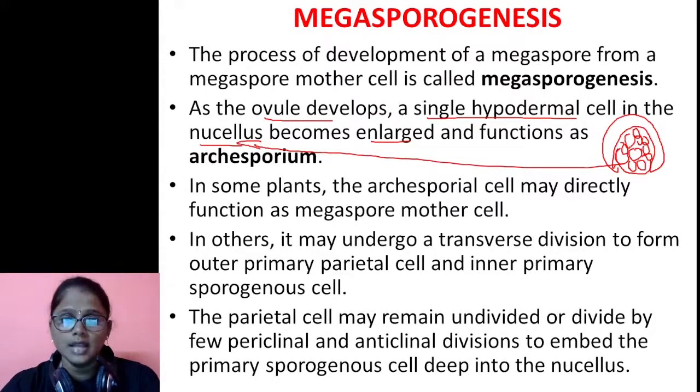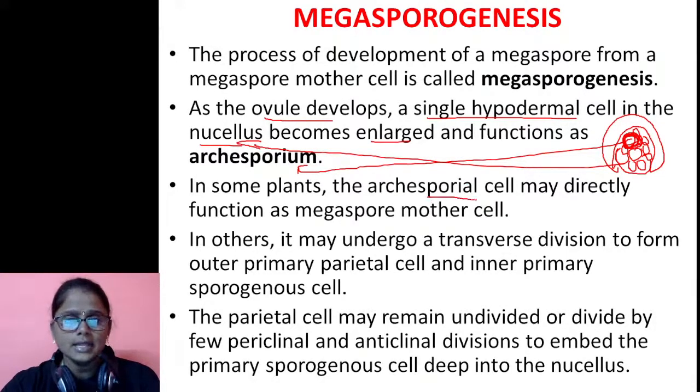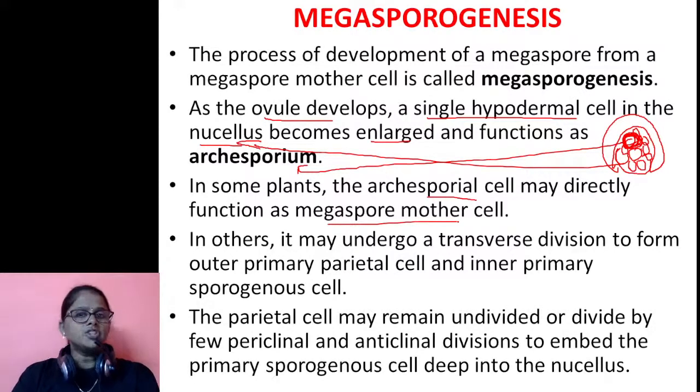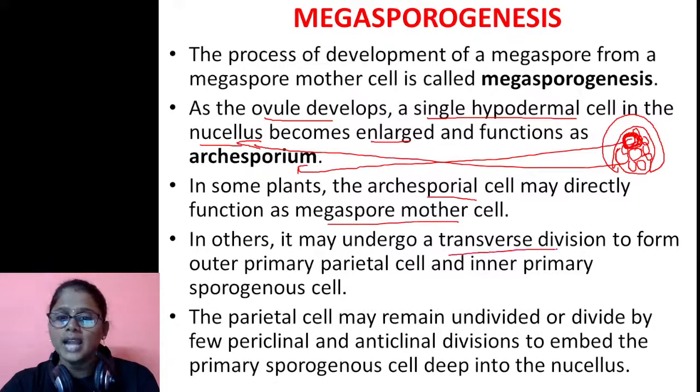In that nucellus there will be enlargement. Only a few cells enlarge very well. That cell is called the archesporium. This type of cell is called an archesporium. So these archesporial cells may directly function as megaspore mother cells. Without any divisions, they will directly act as the megaspore mother cell and start producing the megaspores sometimes. In other situations, they go for a transverse division.